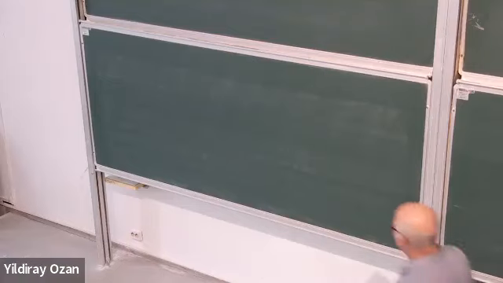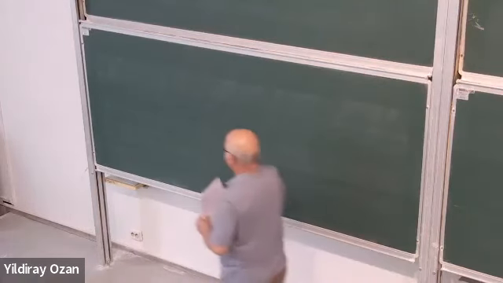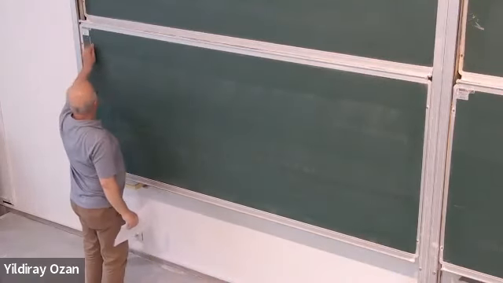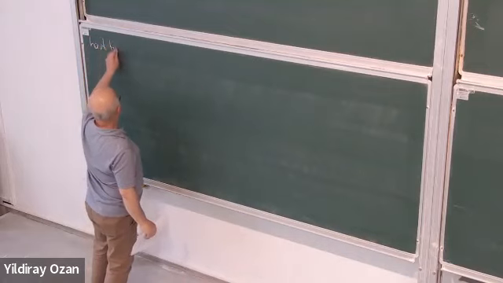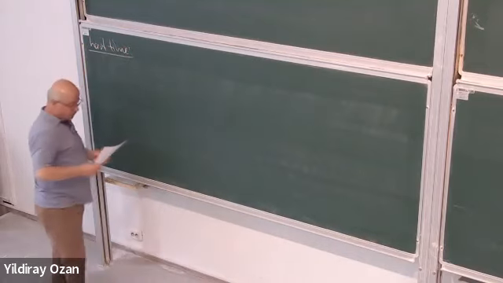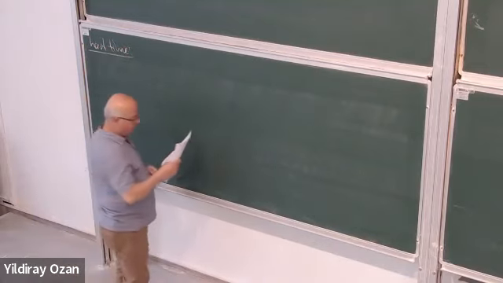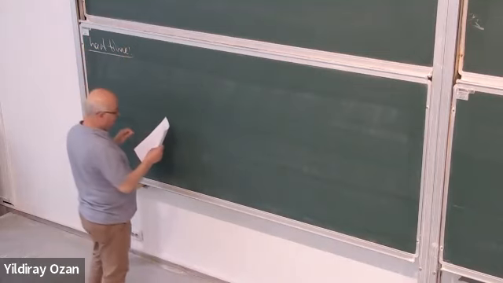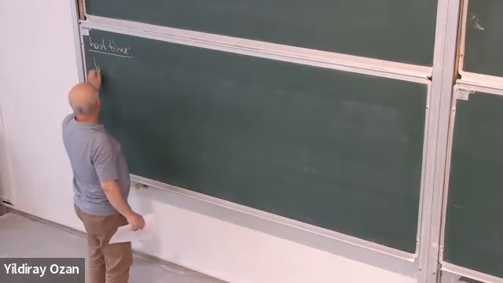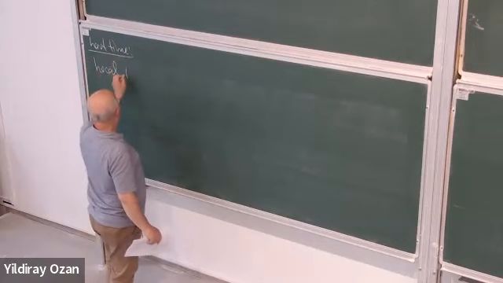Okay, so let's start by what we have done last time. We defined a local isometry, or isometry.